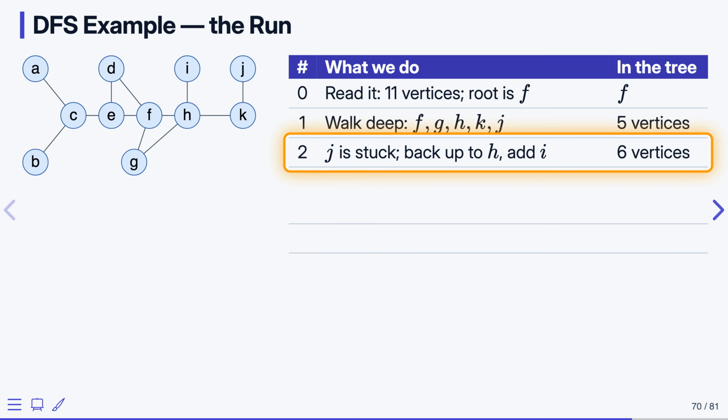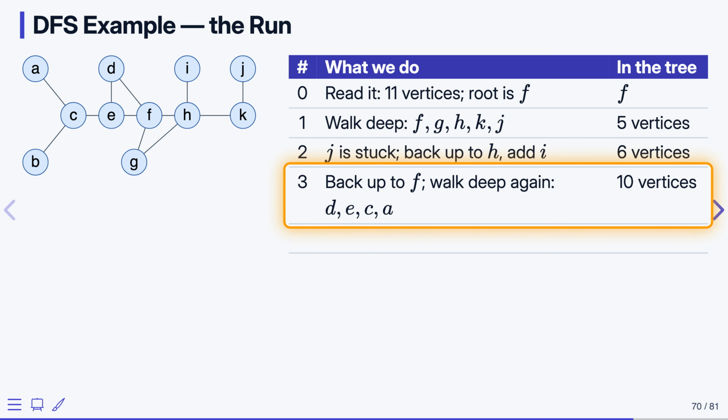Step 2. At J there is nothing new to reach, so we back up. At K still nothing new. Back up again to H, from H we can reach I, which is new. Added, 6 dots. Step 3. From I nothing new. Back up to H, then to G, then to F.